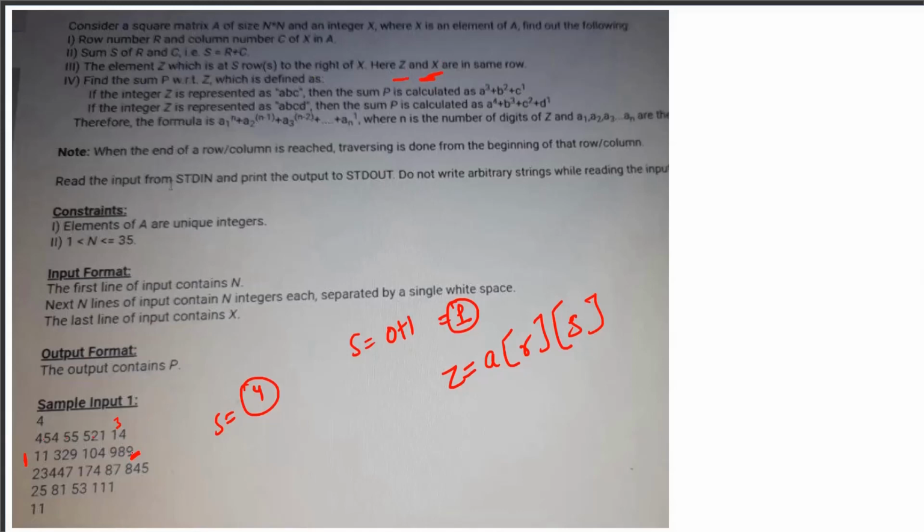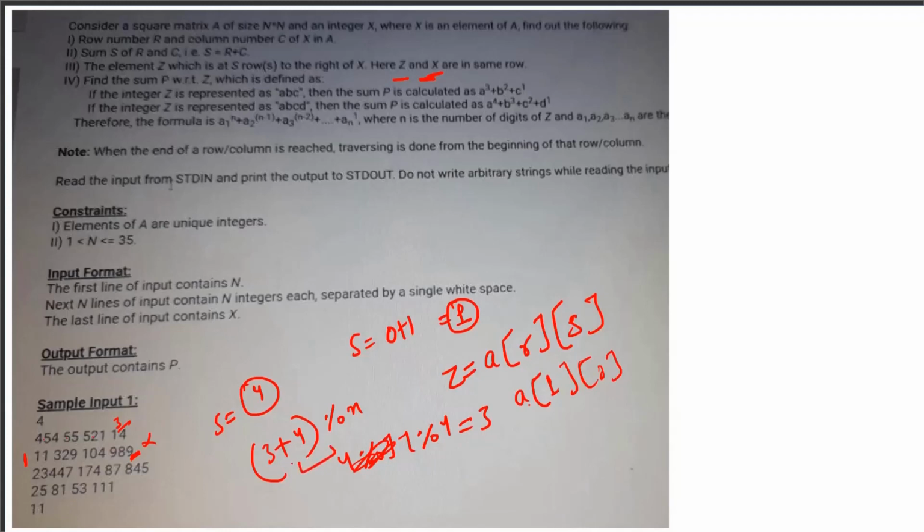So we'll be moving in a circular fashion. What we'll be doing: the column at which this element x is located, which is 3, plus the sum that we have got, which is 4. 3 plus 4 is 7, mod with the value of n. 7 mod 4, what you're going to get is 3. That's how we'll be calculating if we are moving out of the bound.